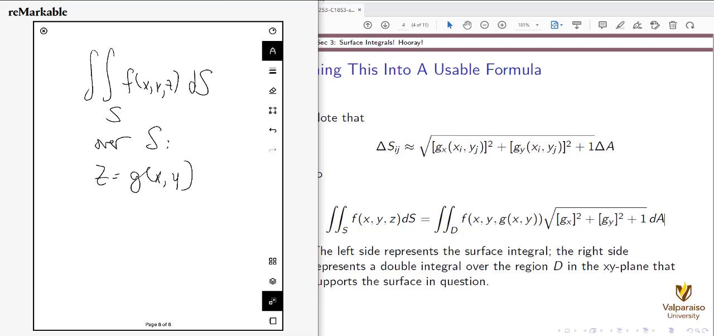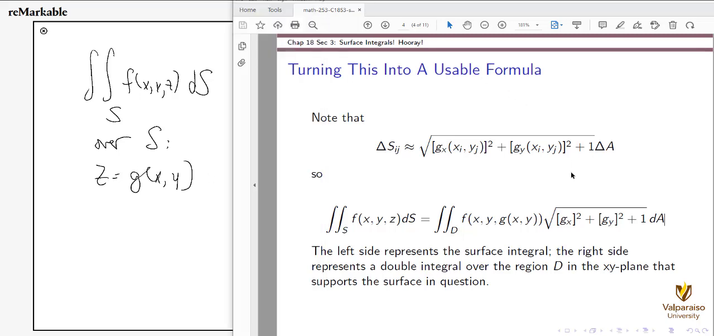The ingredients that we will be given are some sort of statement of the function f of xyz to be integrated, and also a description of the surface over which we are doing the integration. There are two functions in play. There is the function that is being integrated, f of xyz, and then there is the function g, which describes the surface on which the integration takes place.